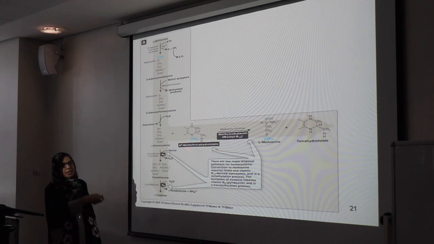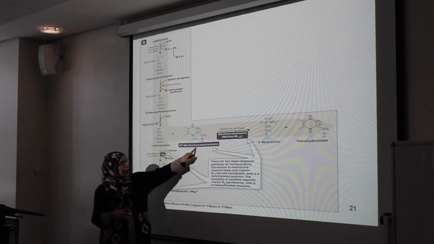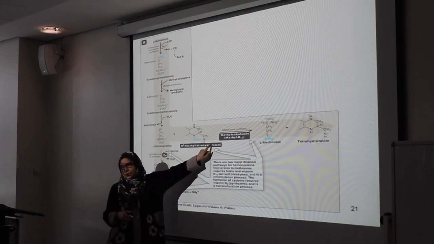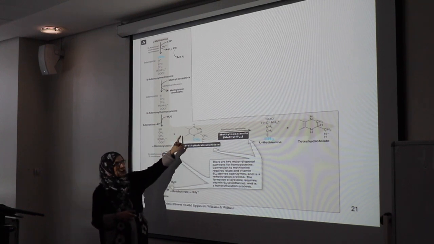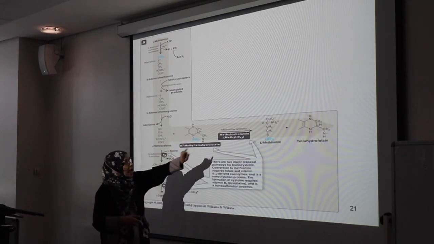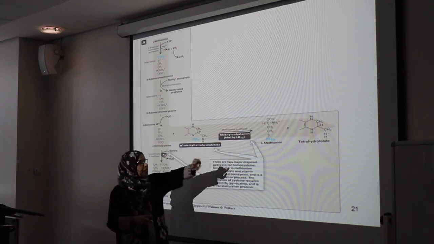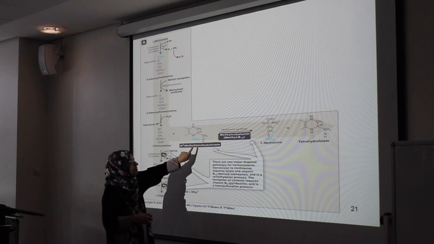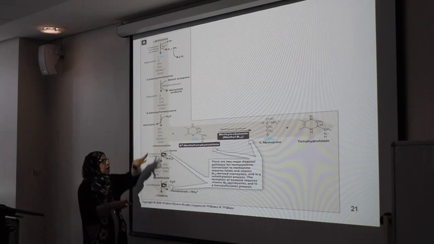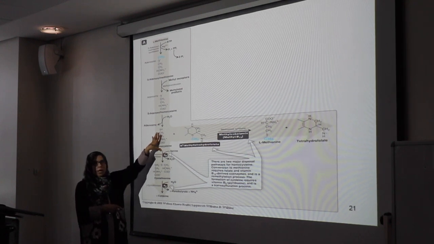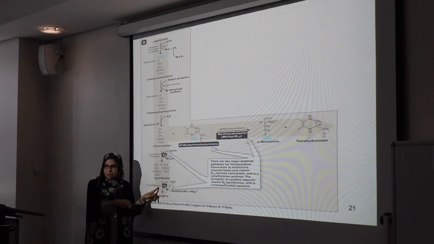This molecule is derived from what? From folic acid. Folate, so it's folic acid. So you need to have enough folic acid to go through this reaction. And also the coenzyme here is B12. So you need both B12 and folic acid. So to get rid of this homocysteine, you need to have folic acid, B12, and B6.